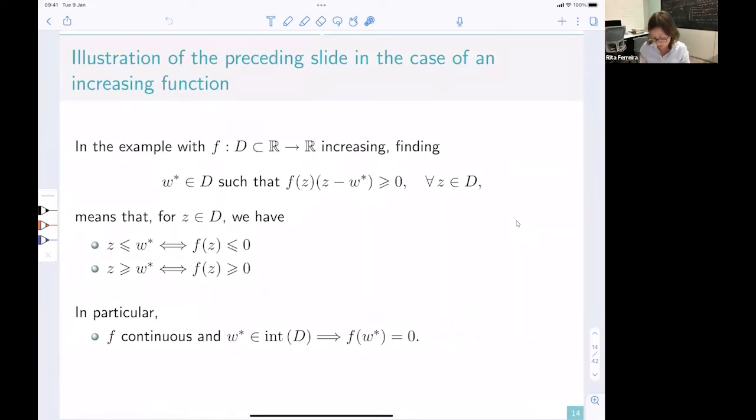But if, for example, f is continuous and W star belongs to the interior of the domain of f, then you get a 0. You retrieve a solution, a strong solution to your function f. But at least in this case, what the weak solution would be is a point at which f behaves differently to the left and to the right.